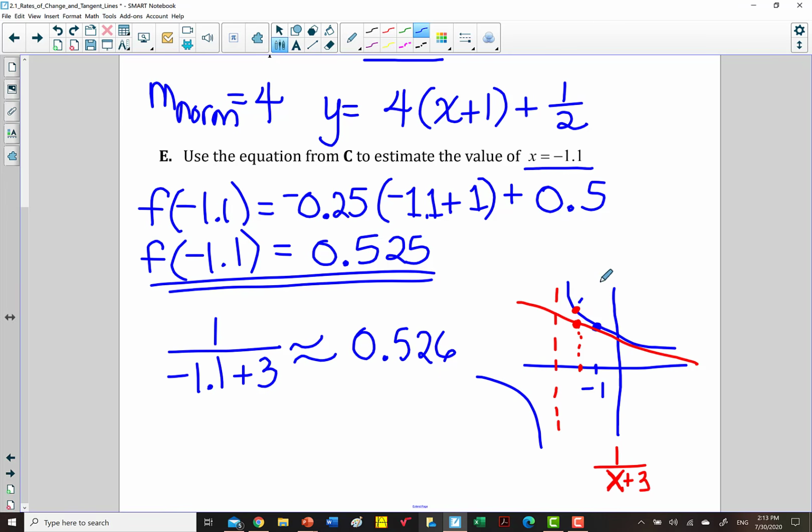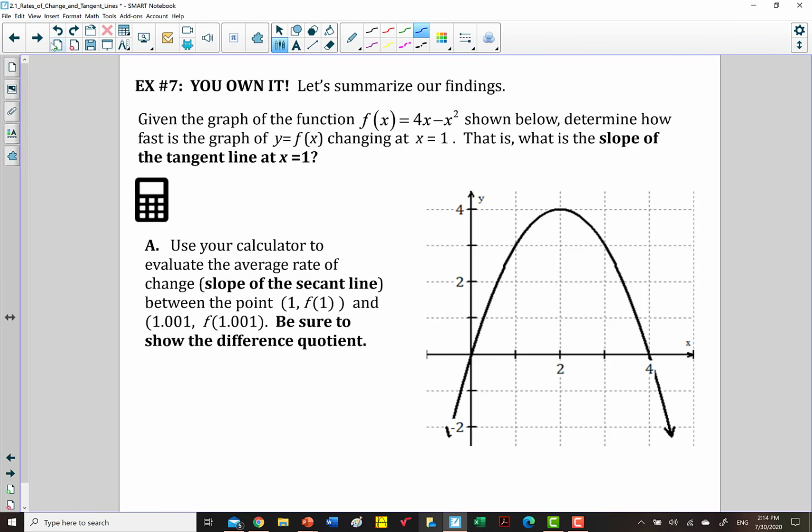So you can see how incredibly close we are. It's just this number is on the actual graph itself, but the estimate on our tangent line here was a little bit of an underestimate since the branch of the graph was concave up and the tangent line was underneath the curve. So it's just a good estimation tool that we can use when we have the tangent line.